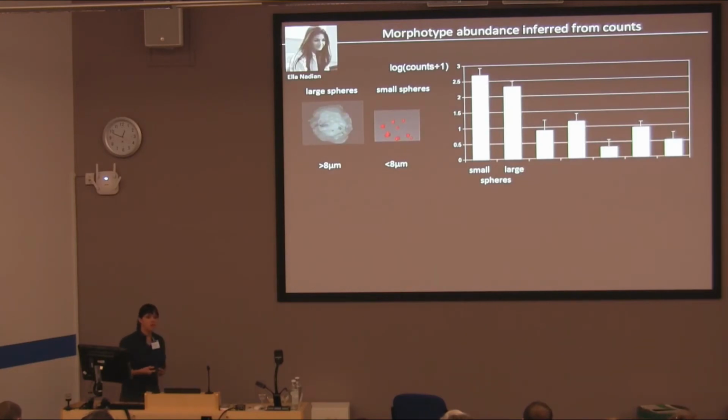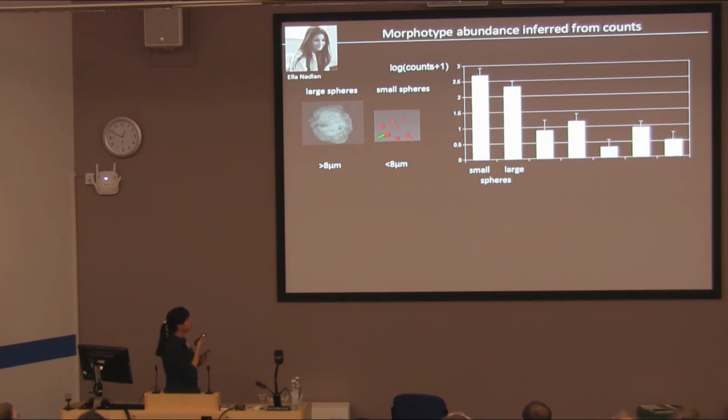I have a student of mine, Ella Nadian, a previous master student. She looked through 120 of those rock samples and tried to look at the abundance of those fossils, so of spheres that are below 8 micrometers or larger than 8 micrometers. We have a wide range of spheres of different sizes, also filaments, and we only divided them by size. We didn't try to identify them taxonomically.